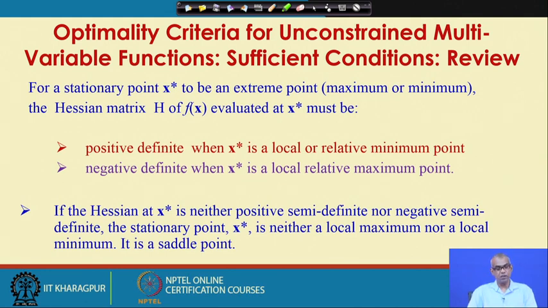So, the sufficient conditions are that at stationary point x star, that means del f del x at x star equal to 0, you evaluate the Hessian matrix. If the Hessian matrix is positive definite, then x star is a local minimum, and if the Hessian matrix is negative definite, x star is a local maximum, and if the Hessian matrix is indefinite, you have a saddle point.